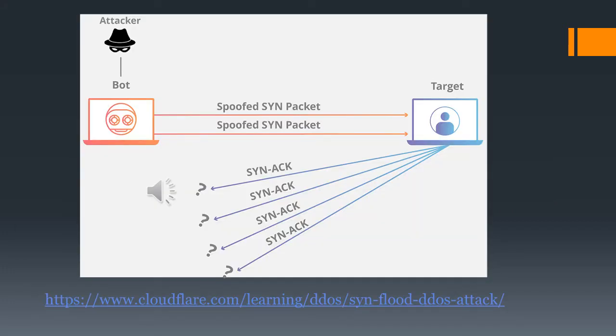Here's a picture to give you a visual idea how the SYN flood works. You can see that the bot is sending spoofed SYN packets to the target, and you can see the target sending away the SYN acknowledgement. You can really tell that there's no three-way handshake being fully completed.